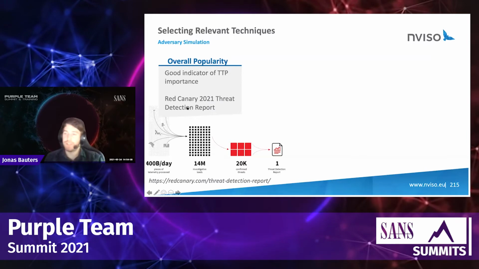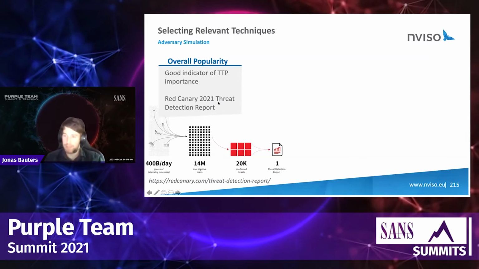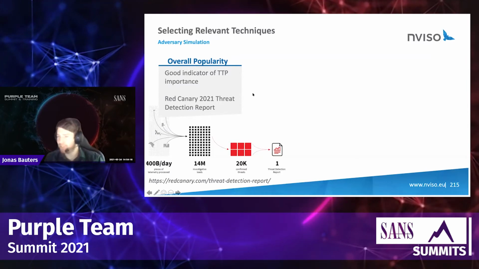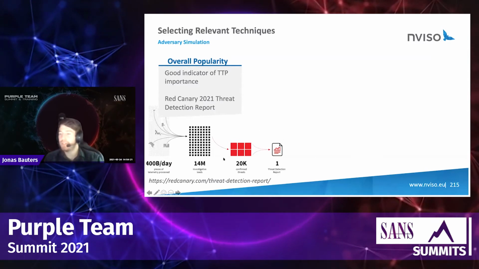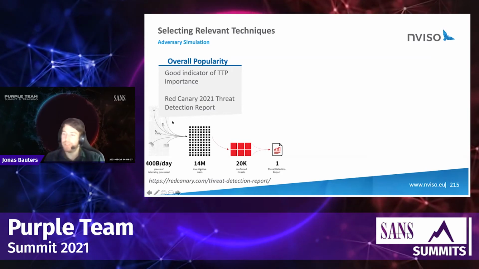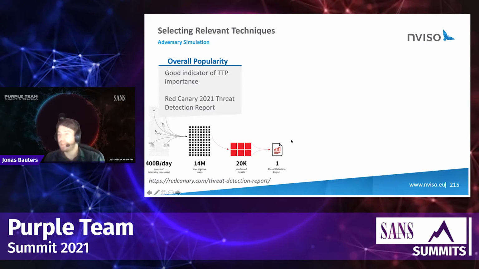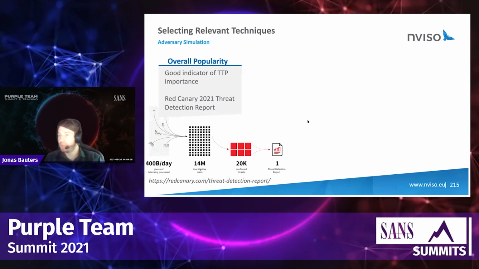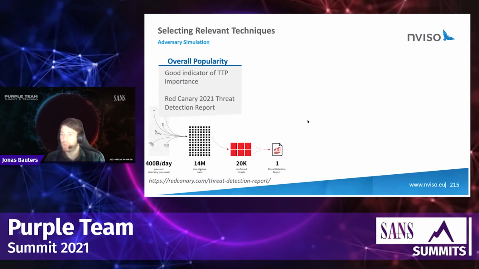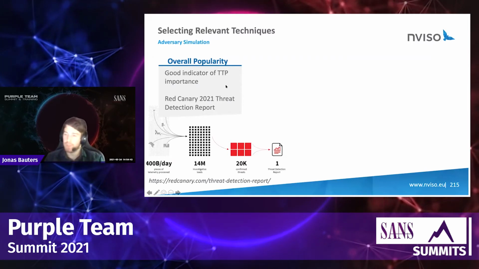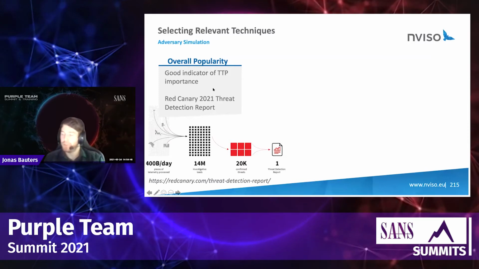A very good source on that is the Red Canary threat report. There is a 2021 version, which is a couple weeks old, if I remember correctly. They have based this on 20K confirmed threats. Well, first of all, 400 billion pieces of telemetry a day, which has then been reduced to one threat detection report, which is a very nice resource if you want to have a look at the top 10 most popular techniques with quite some detail on how they work operationally. So this is definitely good to start.